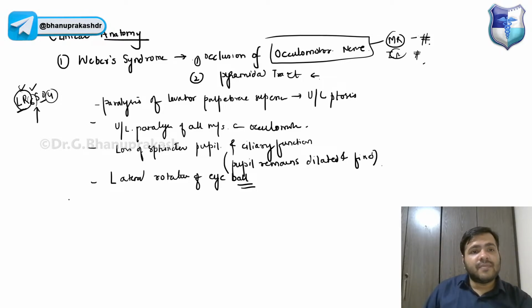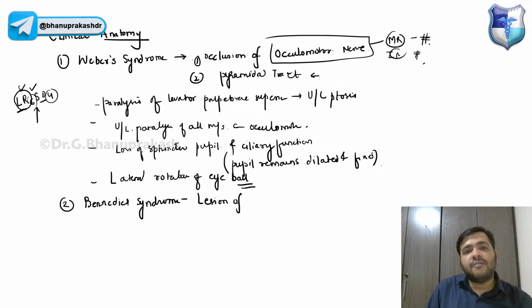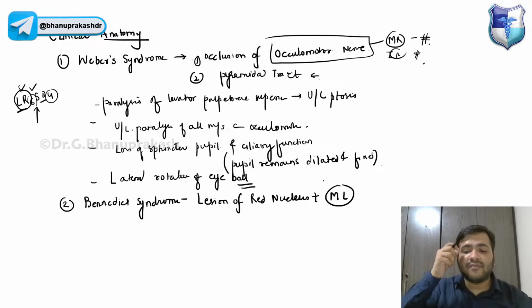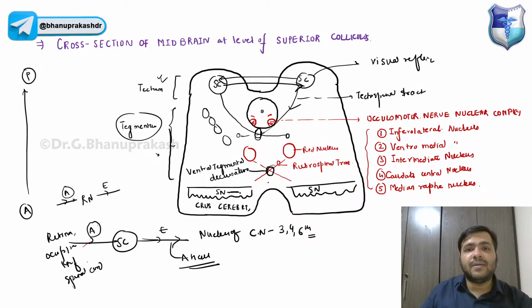Now, there is something called Benedict syndrome, guys. Benedict syndrome is nothing but the lesion of the region of the red nucleus plus the medial lemniscus. Obviously, they are very close to each other. Even if you can see in the picture, guys, the red nucleus and the medial lemniscus, they both are gone.